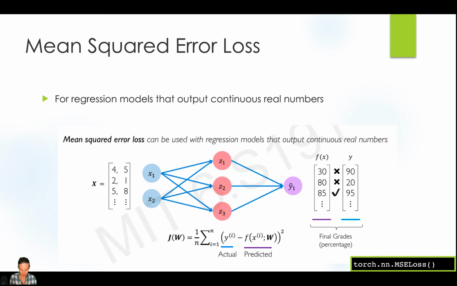If we're doing regression, then we actually output continuous real numbers. So here our f of x works a little bit differently. In this case, we're predicting the actual grades and not if they'll pass or not. So in the previous slide, we had a probability of how likely it was that they passed. Here we have a continuous real number of the grades, meaning that our loss function J of W actually also needs to change.